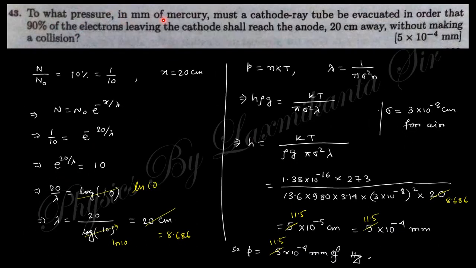To what pressure in millimeter of mercury must a cathode ray tube be evacuated in order that 90% of electrons leaving the cathode shall reach the anode? So 90% will be leaving, that means only 10% is remaining. So n equals n0 by 10, 10% is n0 by 10, right? So put this value, you will get this value of lambda, that is 20 centimeter.